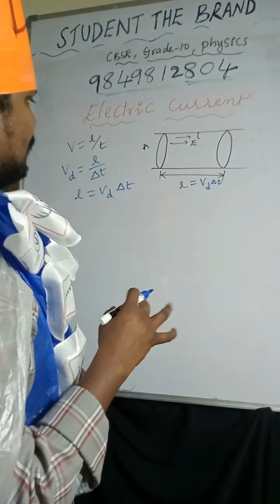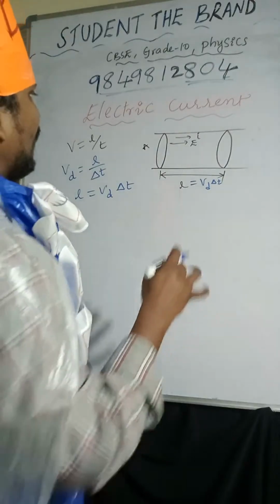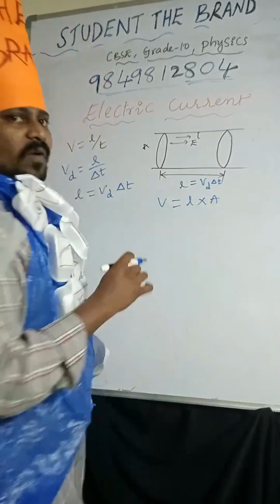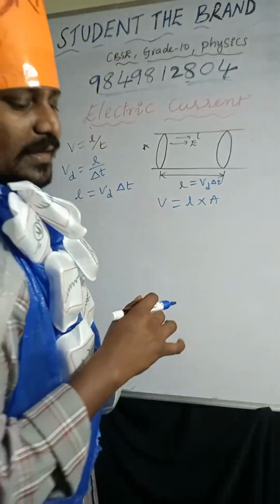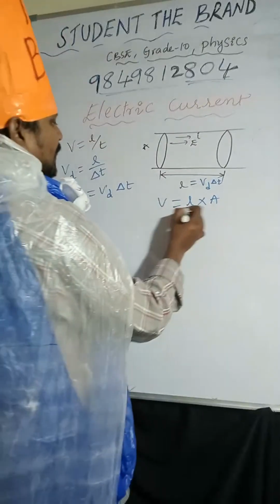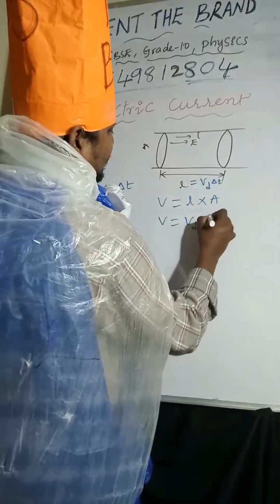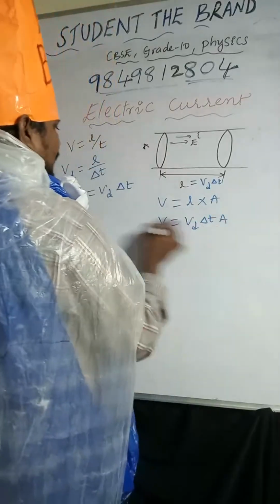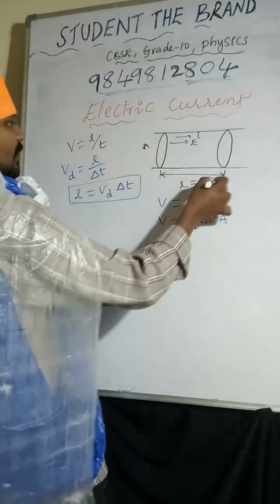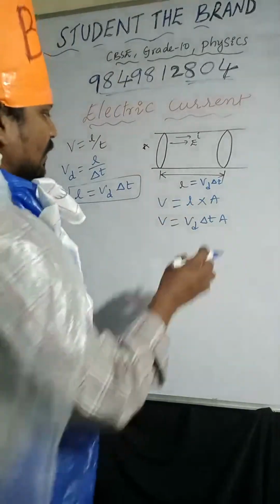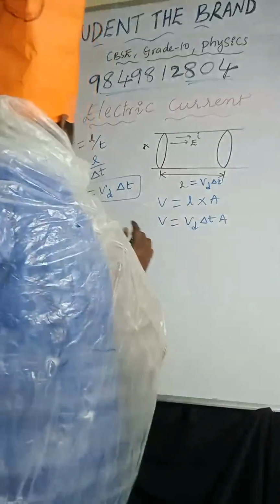Understood? Now, volume equal to length into area. Length is nothing but Vd delta T into A. So length is this one, and here you already wrote it. Okay, Vd delta T into A.